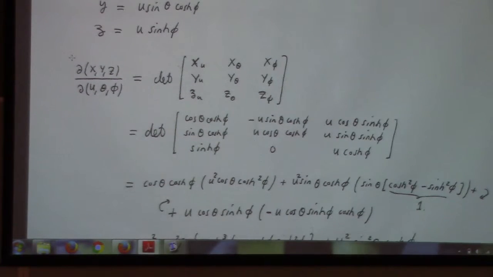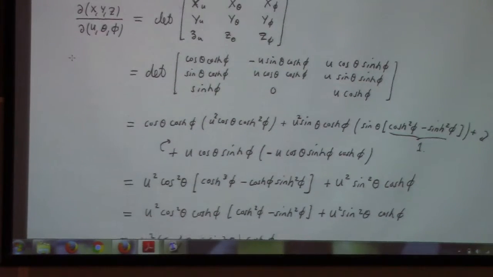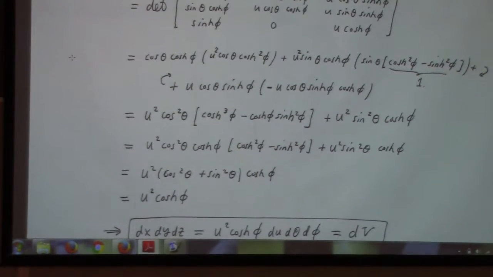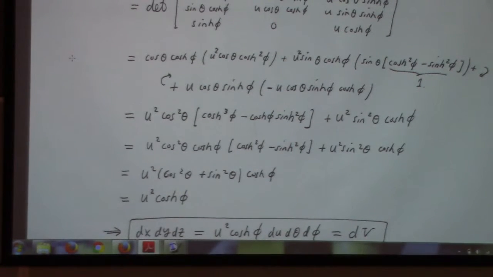It's kind of neat how this simplifies down, right? So cos squared minus sin squared is 1. So I end up with u squared cos phi for the volume, for the Jacobian. Do you guys get that? Yay! All right.